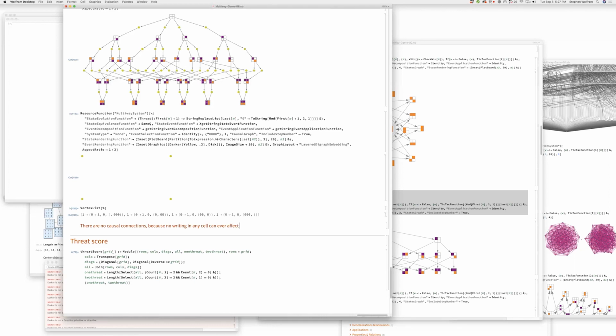Well, I'm a little bit confused here, actually, because the fact that you've written in a particular cell implies you can't write in that cell subsequently. Right. So I don't understand why there are no causal connections, actually. Well, because our definition of a causal connection is one in which the input elements have a non-trivial overlap with the output elements of a previous event. Are we just not choosing to write in those positions?